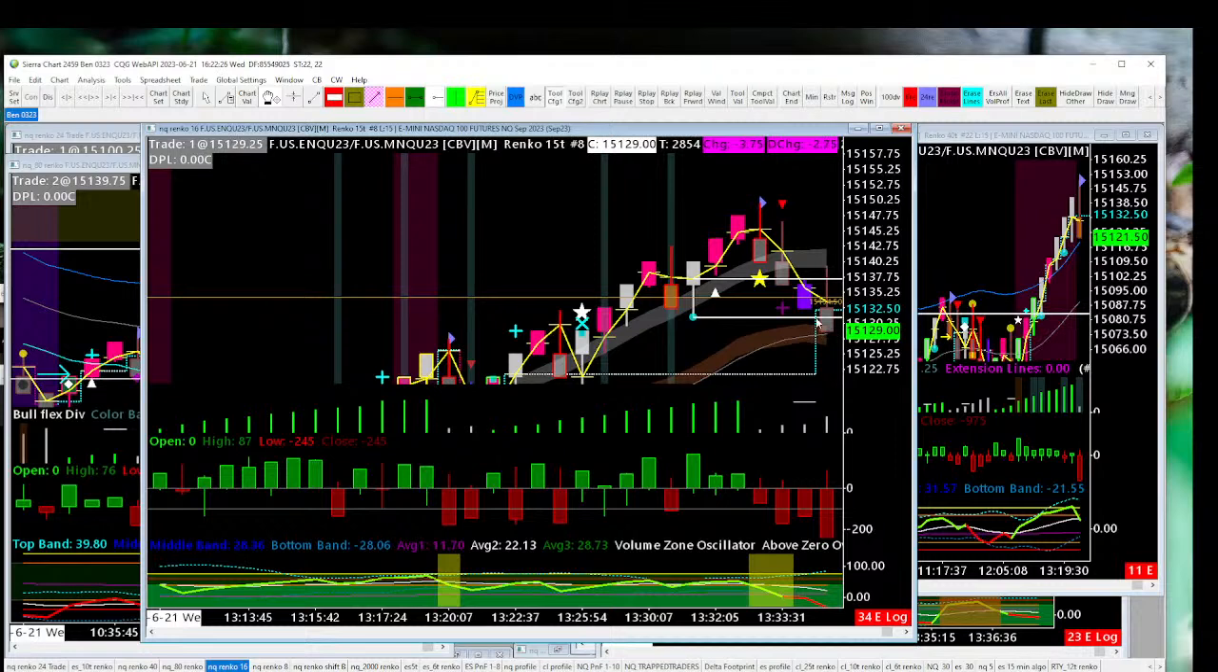Now we know that if I can get under it and then retrace it and put a blue dot in, especially blue dot followed by triangle, it's usually a continuation. We saw that.